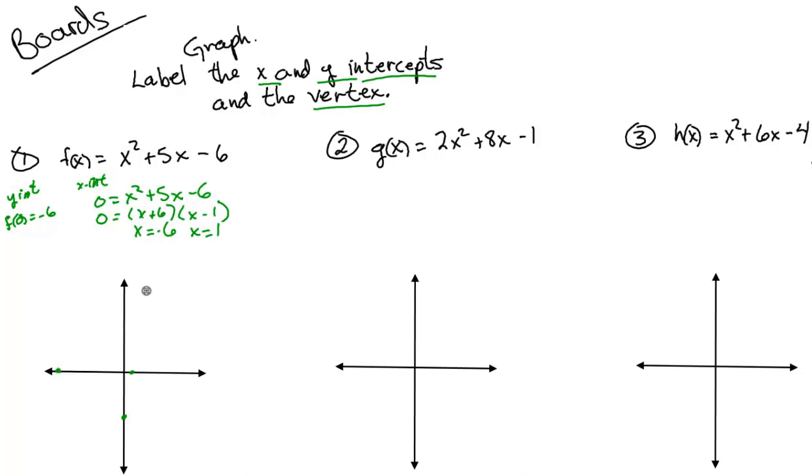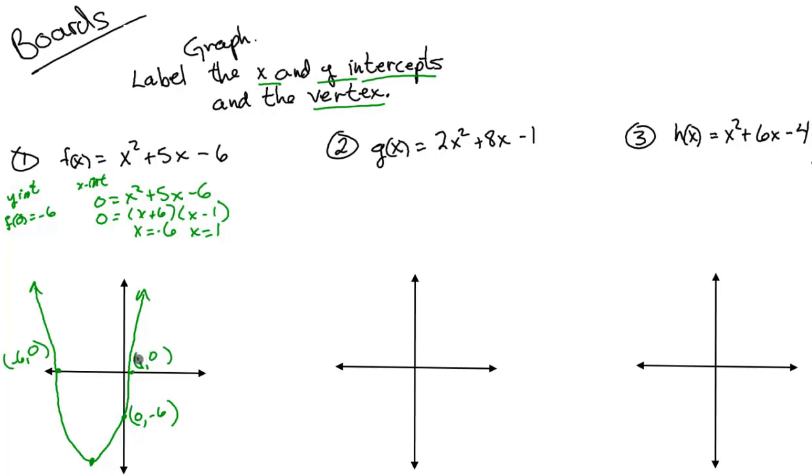So we can tell that we are coming down like this, and we're going to turn around somewhere and head off up there. Those are, of course, U-shaped things. Good. That's 1, 0, and that's negative 6, 0. And that guy right there is 0, negative 6. Okay, so now we've got to just find the vertex.